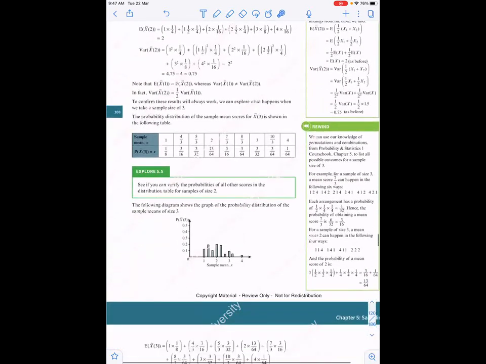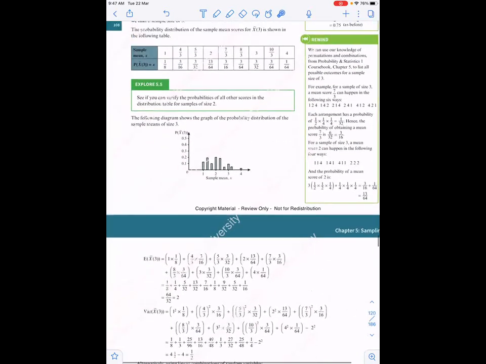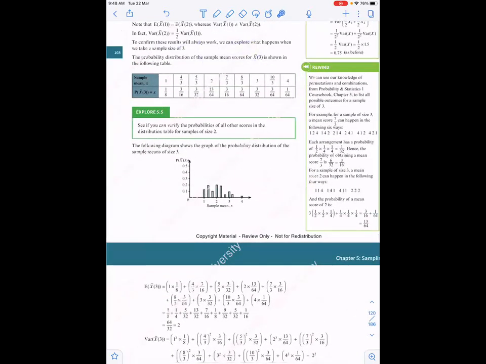Then they did it thrice, and they didn't make a table here because a possibility diagram is not possible to make with three different possible outcomes. So they made a probability distribution of this. These are the means which you can get, and the probability of getting these means are these.